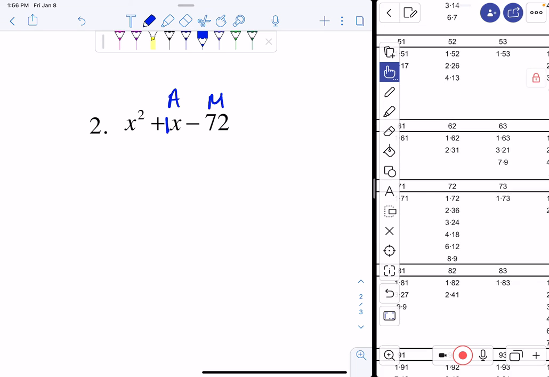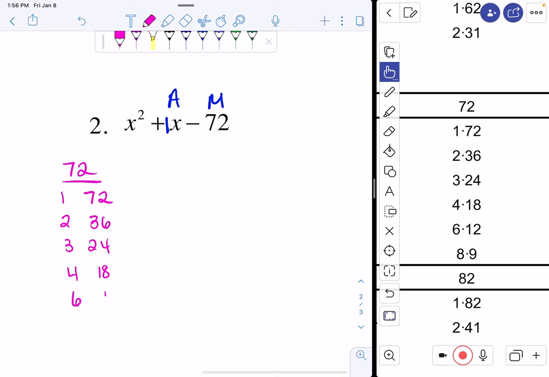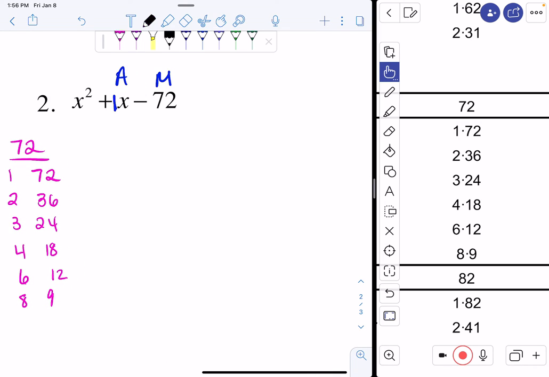So the first thing we do is we go to the number 72, and we write down all of our factors, and guess what? We've got a bunch. So I write out my factors of 72. We don't pay attention to it being negative just yet. So I got 1 and 72, 2 and 36, 3 and 24, 4 and 18, 6 and 12, 8 and 9. So I now draw my diamond.